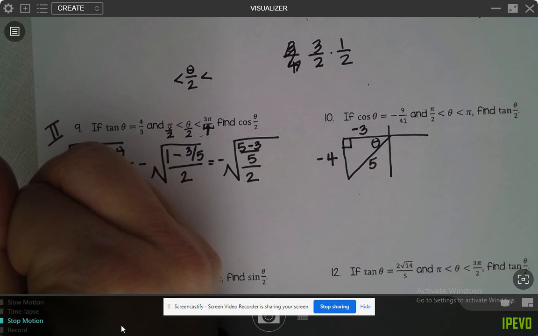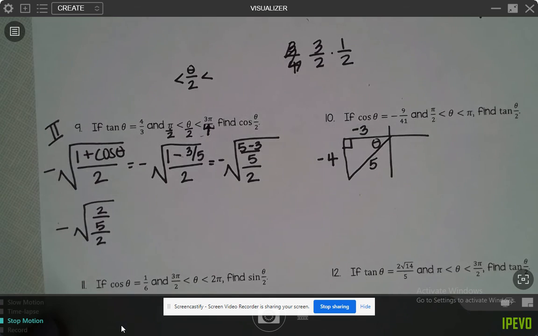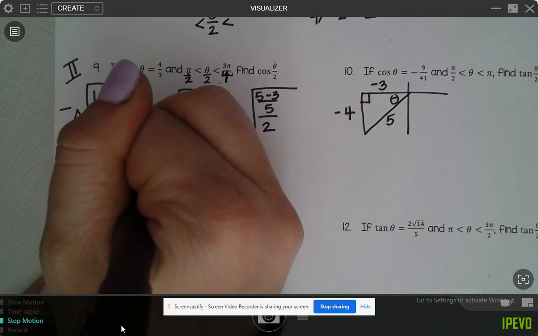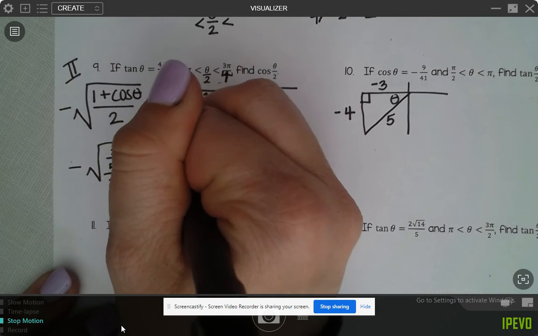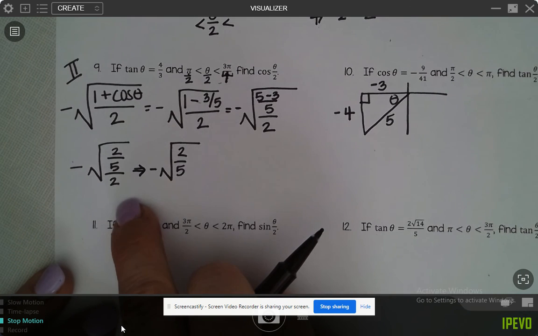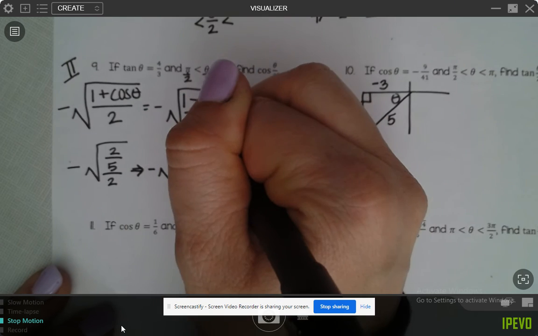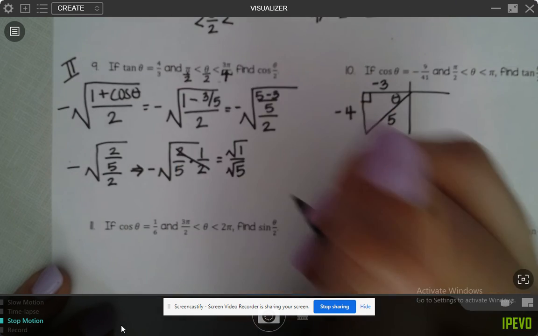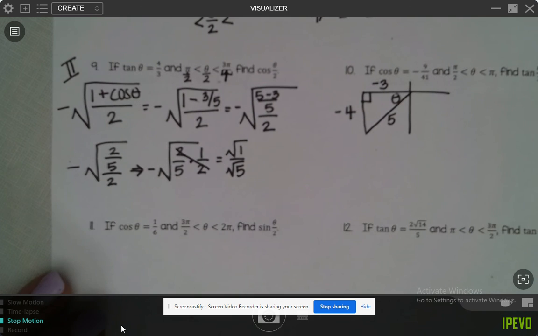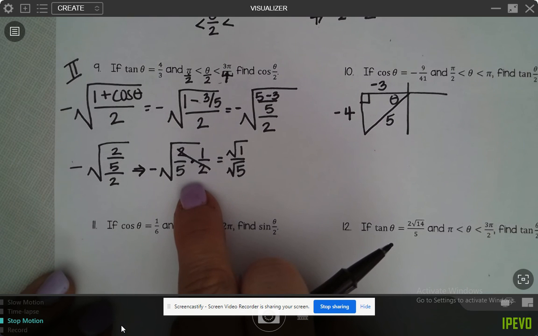Negative square root. What's 5 minus 3? So that's 2 over 5 divided by 2. So this is 2/5. Now you're taking 2/5 and dividing by 2, correct? So that means I need to multiply by the reciprocal, which is 1/2. Those 2's cancel. So now I have the square root of 1 divided by the square root of 5, because I just split my fraction. Where did the 2 go? When you're dividing by 2, it's the same as multiplying by 1/2.